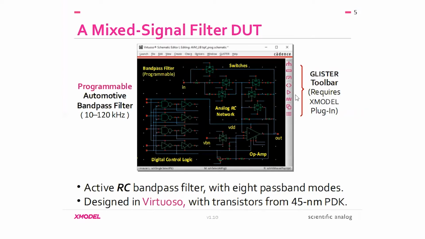By the way, once you've installed X-Model, you'll see this Glister toolbar and the corresponding Glister menu, enabling you to do routine tasks like view analog waveforms over time. Everything is designed in this example in a 45 nanometer process design kit.